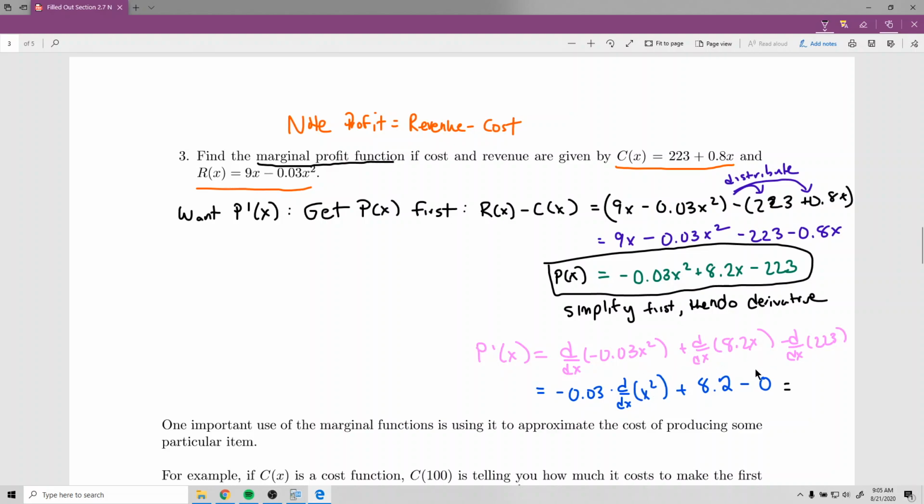The derivative of x squared, we bring the 2 down, so we get 2. Rewrite the x, the power becomes 1. We subtract 1 off, and then we have plus 8.2. Sorry, I ran out of room. Should have used this room, but I don't want to go back over here and make it confusing. And then we simplify: negative 0.03 times 2 is negative 0.06x plus 8.2. And that is our marginal profit function for this problem.